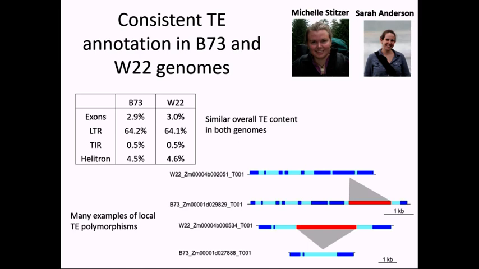However, when you start looking locally, you find lots of differences. So here are 2 different examples. These are genes. The dark blue are exons. The red is a TE that's present in an intron of one haplotype but not the other. There are lots of these.